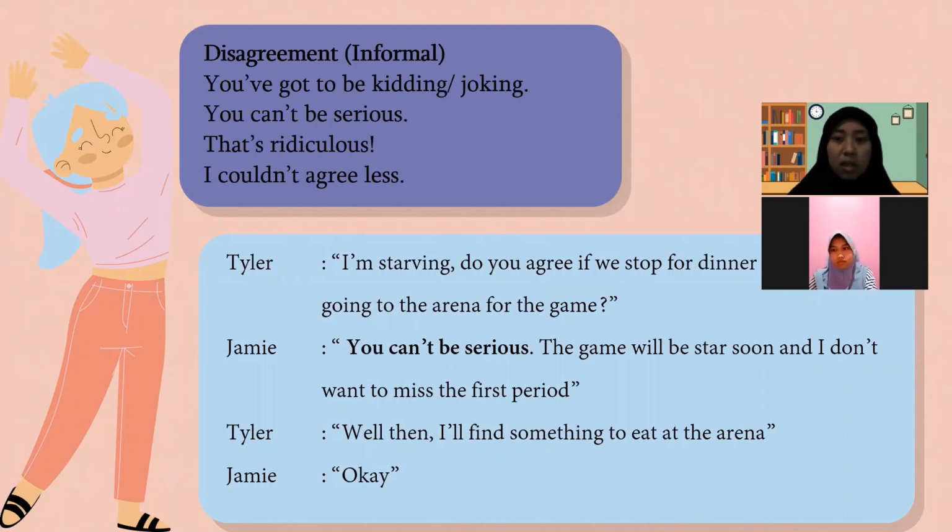Again, this is the conversation between Tyler and Jamie. The question is the same as in the previous example, but this time Jamie disagrees with Tyler. So he says "you can't be serious." When Tyler asks Jamie if he wants to stop for dinner, Jamie says "you can't be serious. The game will start soon, and I don't want to miss the first period." So that's it for the example and the explanation.